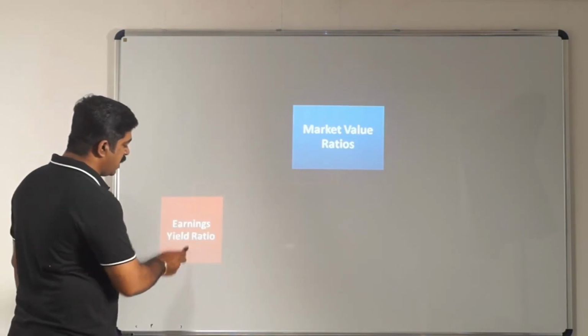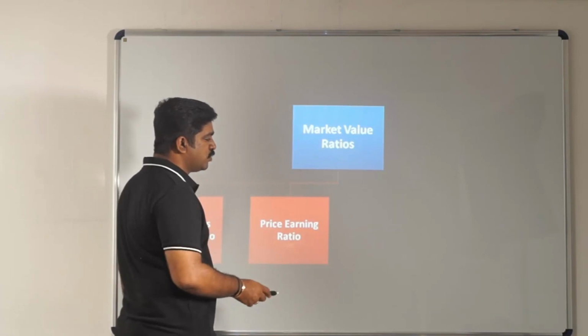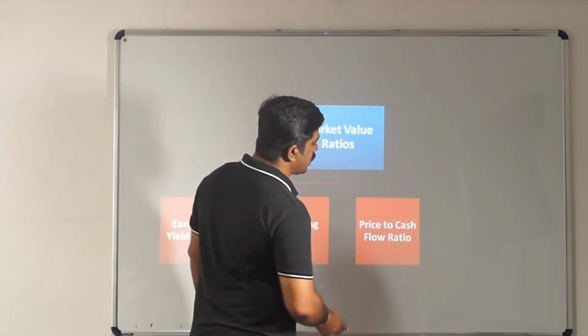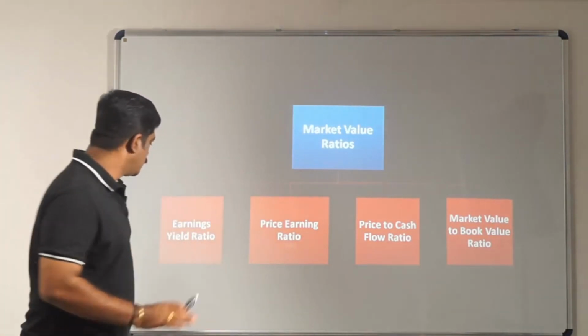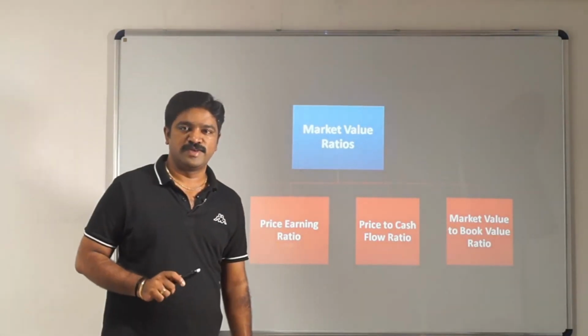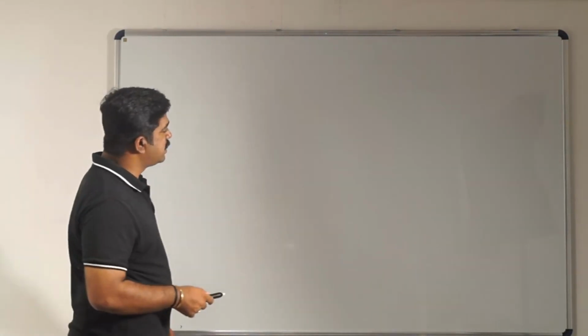Number 1, we have earnings yield ratio. Number 2, price earnings ratio. Number 3, price to cash flow ratio, and number 4, market value to book value ratio. So in this session, we'll be understanding each and every ratio. To start with, let's pick up this earnings yield ratio.